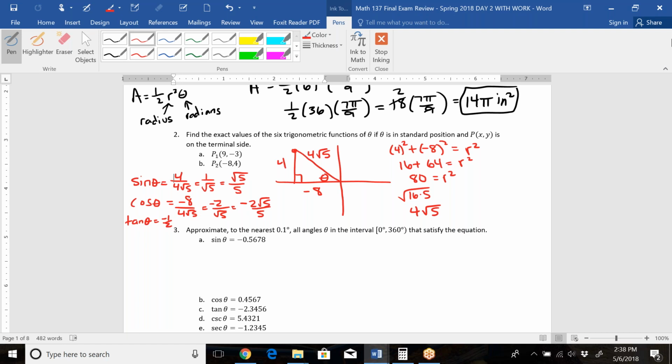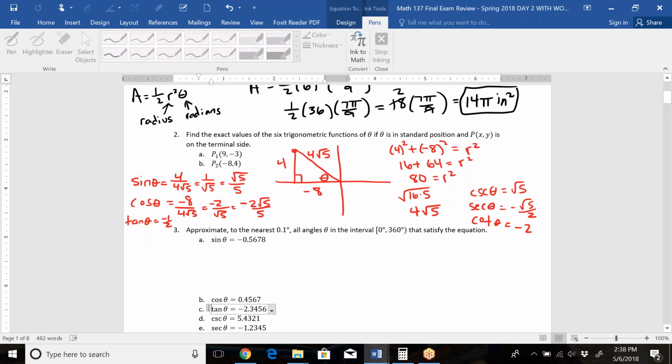Since we have sine, cosine, and tangent, we should be able to flip those to get the others. So I'm going to write them over here. So cosecant of theta, flip it before you rationalize, so it's just going to be square root of 5. Secant, if you flip it before you rationalize, it's going to be negative square root of 5 over 2. And then cotangent would be the reciprocal of tangent, so that's -2 over 1. So there are my 6 trig ratios.